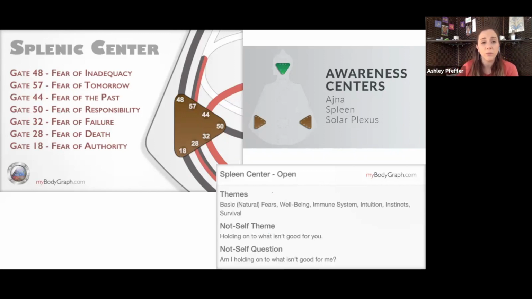This is also about surrender, this splenic center. So you're learning surrender in here, because you need to also understand, are you holding on to things that aren't yours or that are not good for you? Because sometimes, especially people who have open splenic centers, plugging in a relationship, sometimes you'll stay in crummy relationships just because you don't know how to let that go, right?